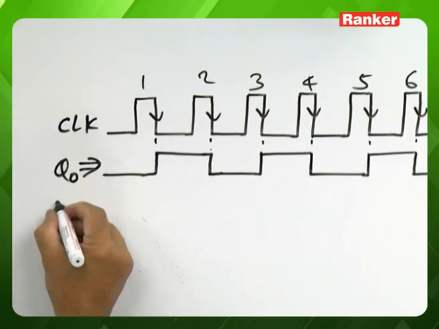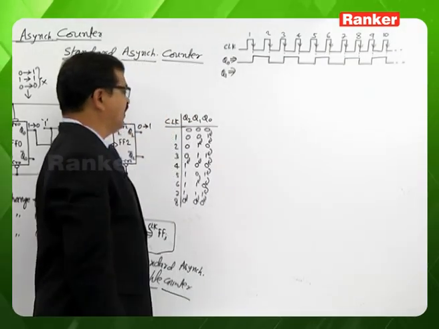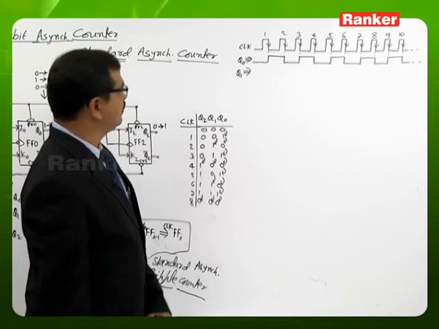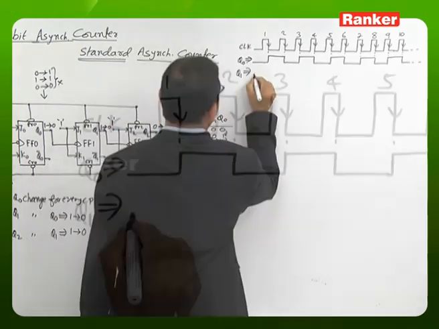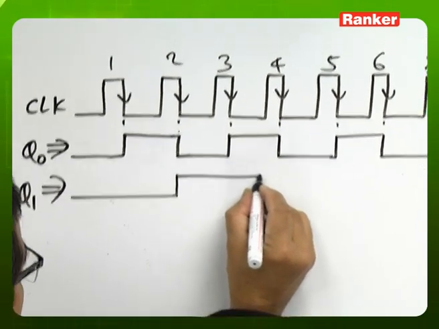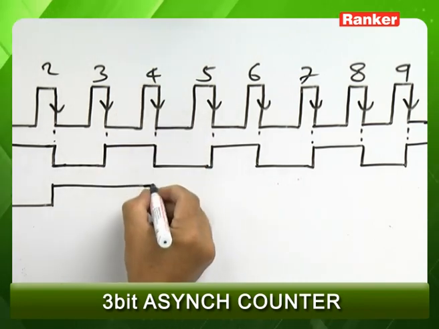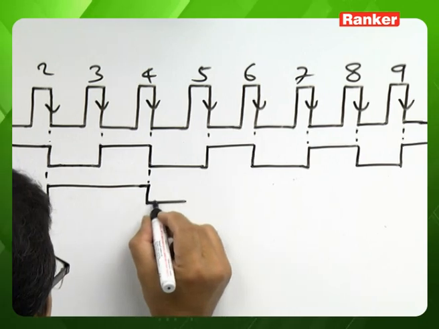And looking at Q1, Q1 gets a chance to change its value whenever Q0 changes 1 to 0. So based on this, you can see initially it is 0 until the second clock pulse. After the second clock pulse it is 1. Again Q0 changes 1 to 0 at the fourth clock pulse, so at the fourth clock pulse it is 0, and so on. We can look at it like this.